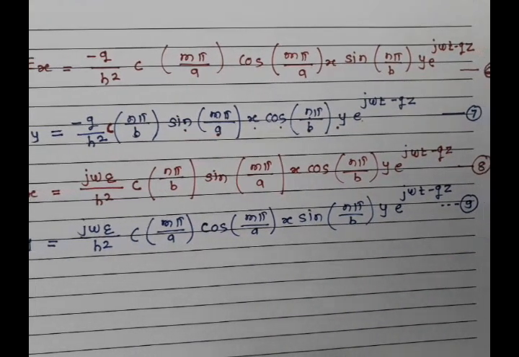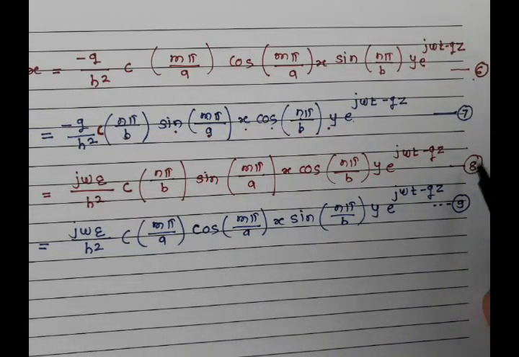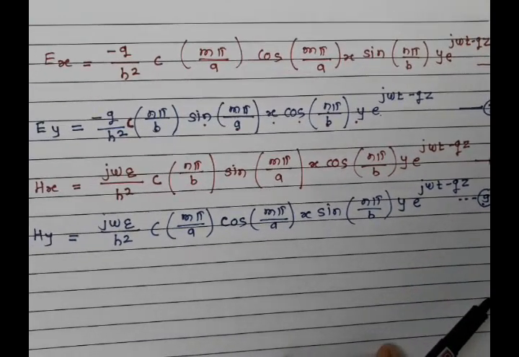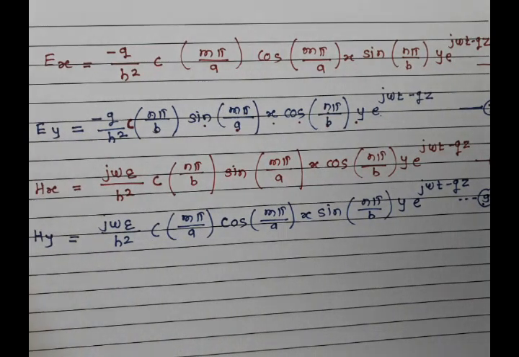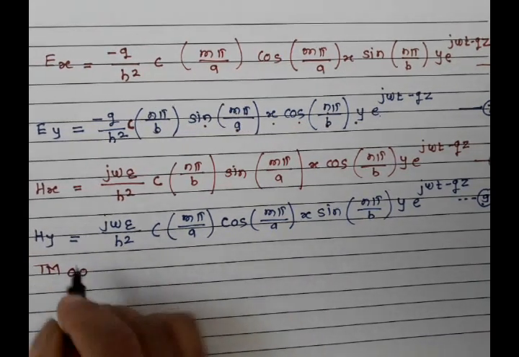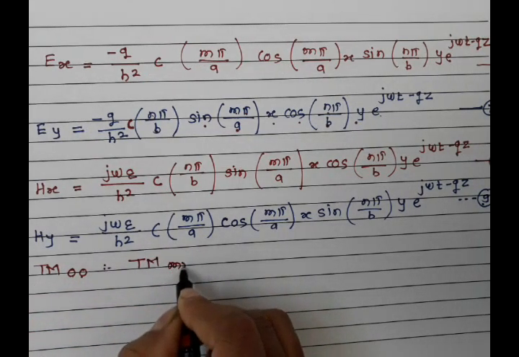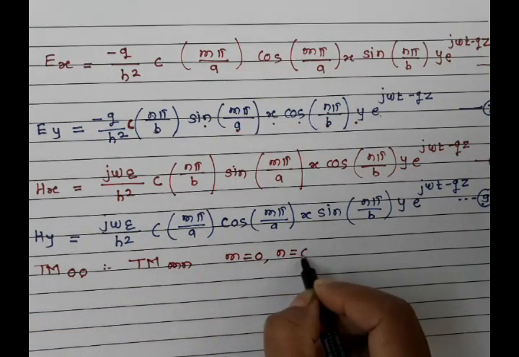So we have got equation number 6, equation number 7, equation number 8, and equation number 9. So Ex, Ey, Hx and Hy components we have got. Now we are interested in finding out the modes for TM wave. So let us say TM00 mode. When I am talking about the 00 mode, this is TMMN. So here I can say m is equal to 0 and n is equal to 0.